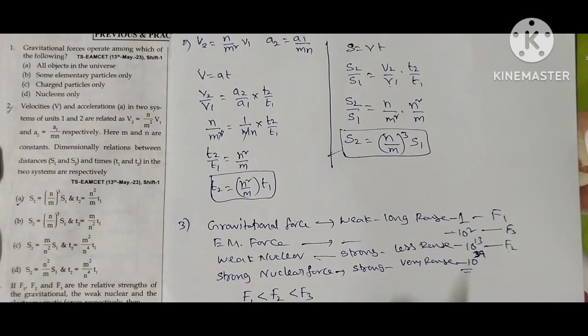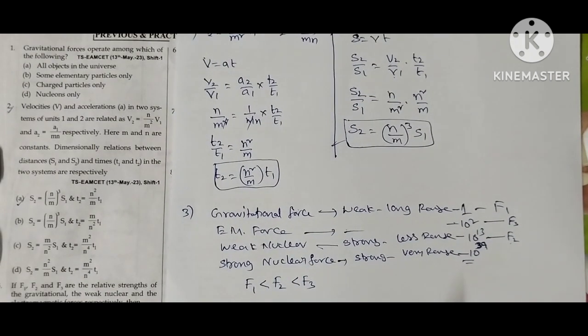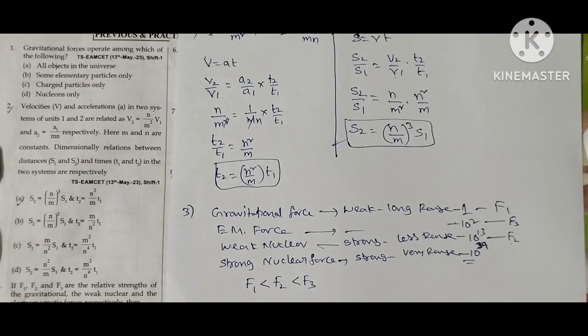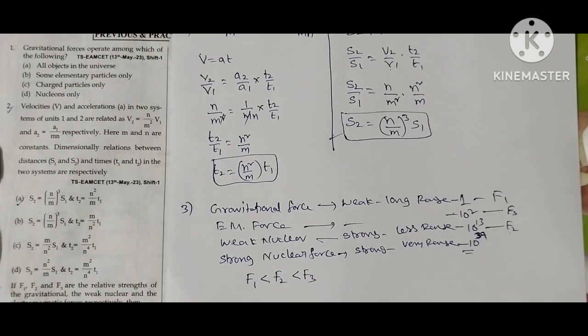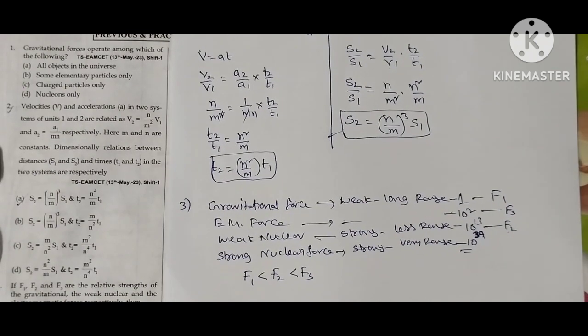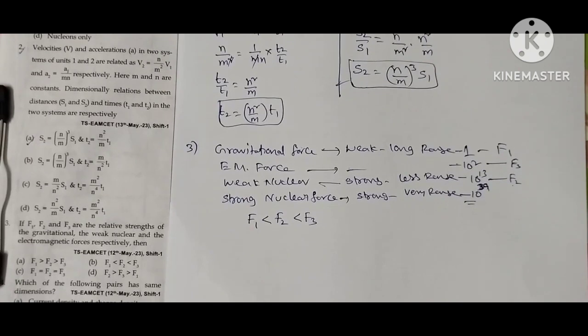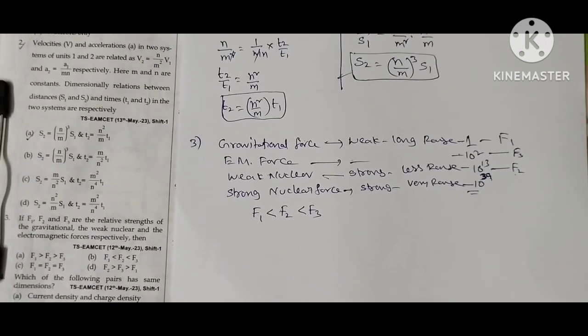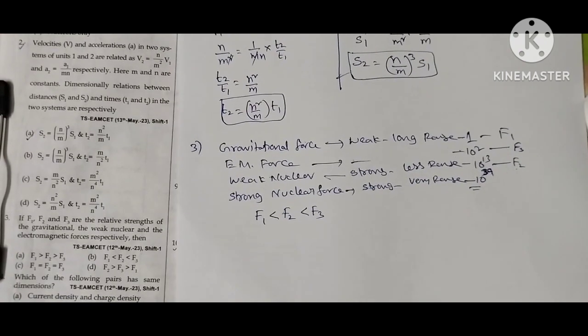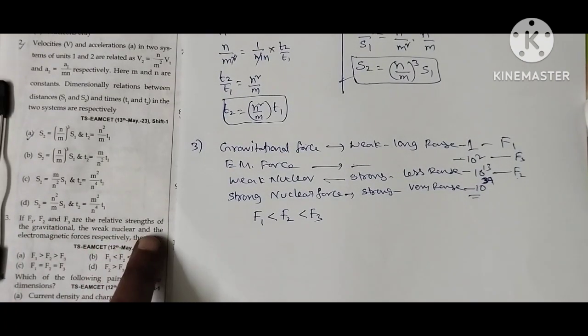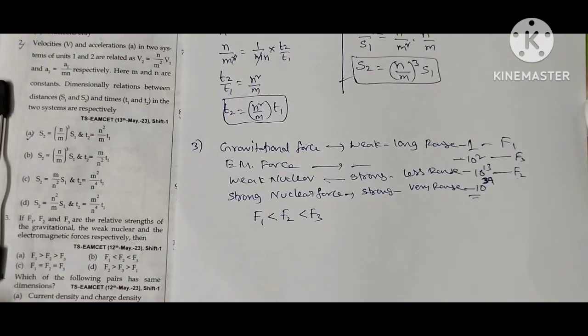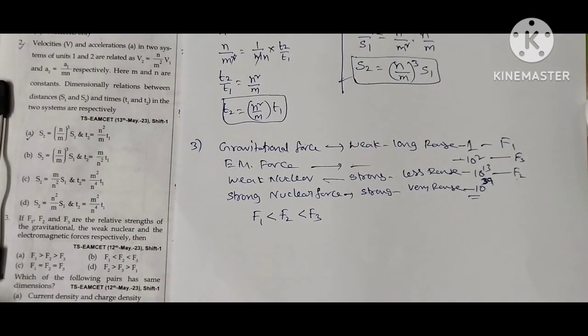So remember this. It is better to learn this concept thoroughly, because they will ask so many questions from it. The next question is this one. F1, F2, F3 are the relative strengths of the gravitational, weak nuclear and electromagnetic forces respectively. Then the relation is F1 less than F2 less than F3. So that is the answer.